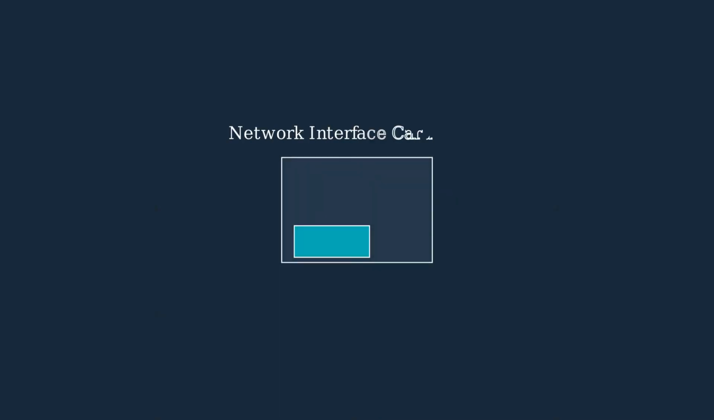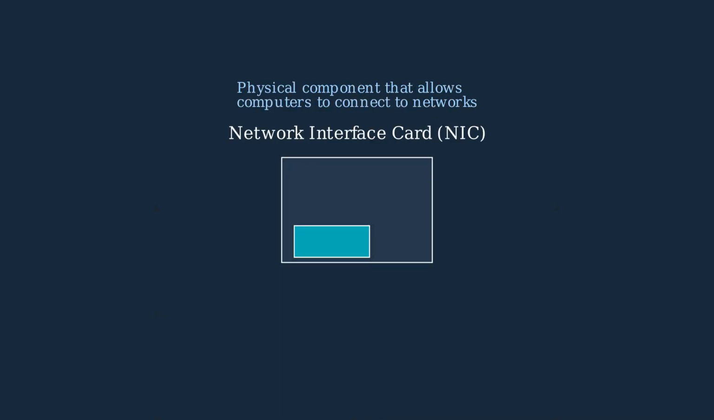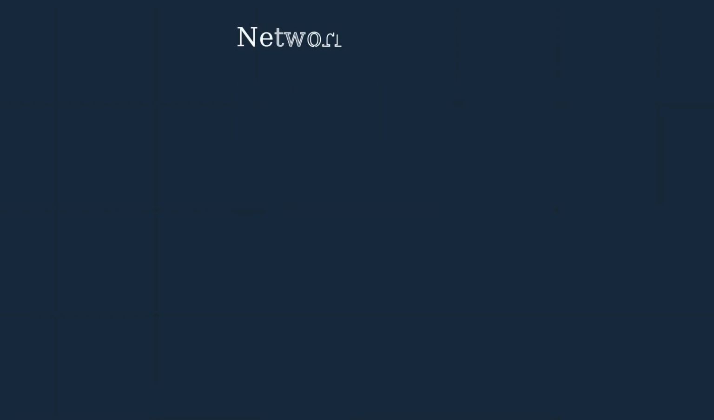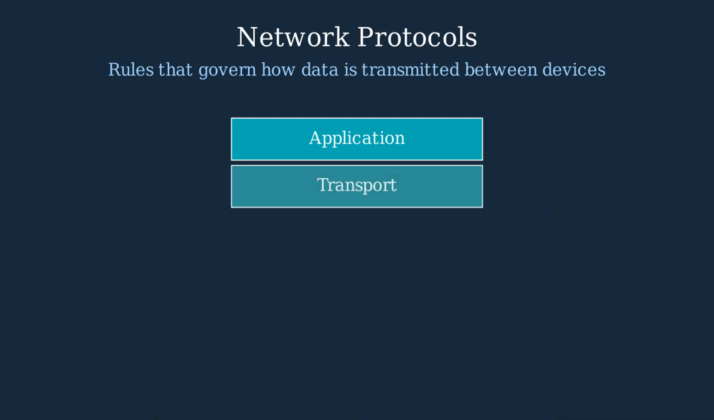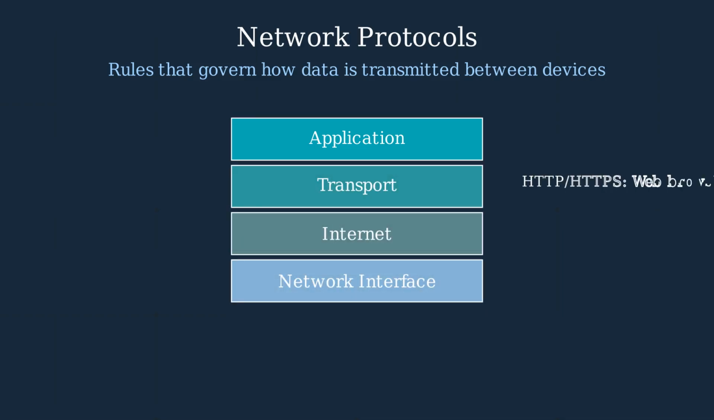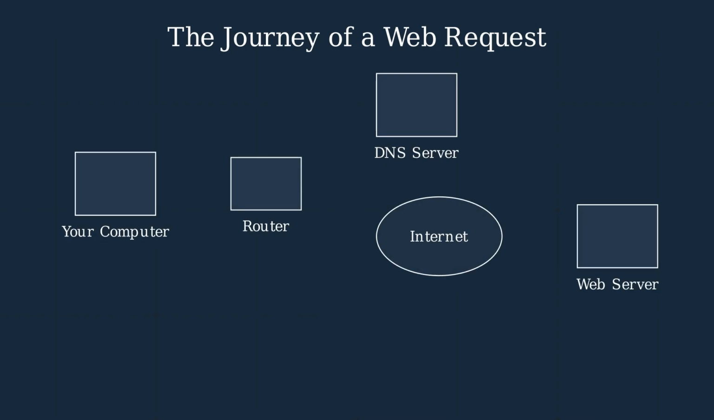Modern computers connect to networks and the internet through network interface cards, or NICs. Networks rely on various protocols, standardized rules that govern how data is transmitted between devices. Common protocols include HTTP for web browsing, TCP/IP for data transmission, and DNS for domain name resolution. Let's follow the journey of a web request to understand how internet connectivity works. When you browse a website, your request travels through multiple network components.